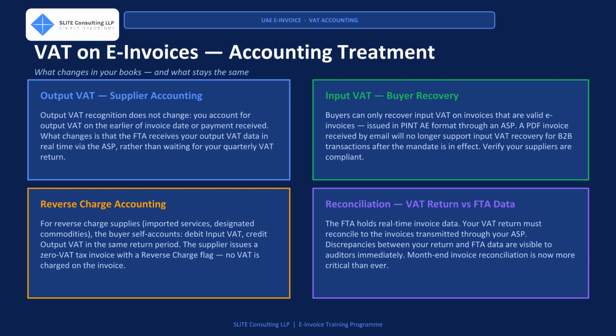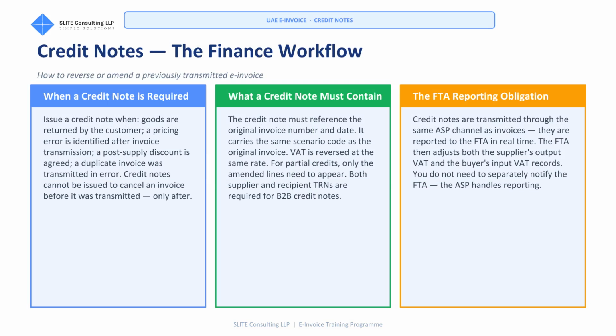Next, credit notes. When to issue a credit note: goods returned, post-invoice pricing errors, agreed post-supply discounts, or a duplicate invoice already transmitted. You cannot use a credit note to cancel an invoice before transmission, only after. What it must contain: a reference to the original invoice number and date, the same scenario code as the original, the reversed VAT amount, and the reason for issuance.